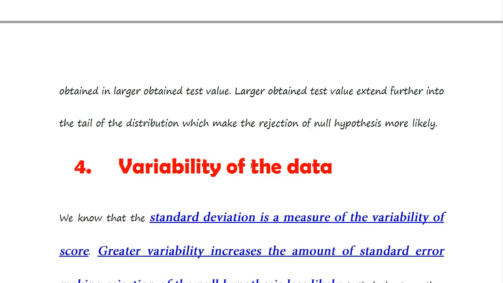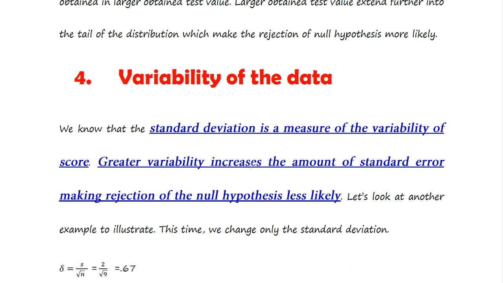Next, the last point is the variability of data. As we know, standard deviation is a measure of the variability of scores. Standard deviation is the variation in the scores, because in hypothesis testing we deal with scores. Greater variability increases the amount of standard error, which makes rejection of the null hypothesis less likely.